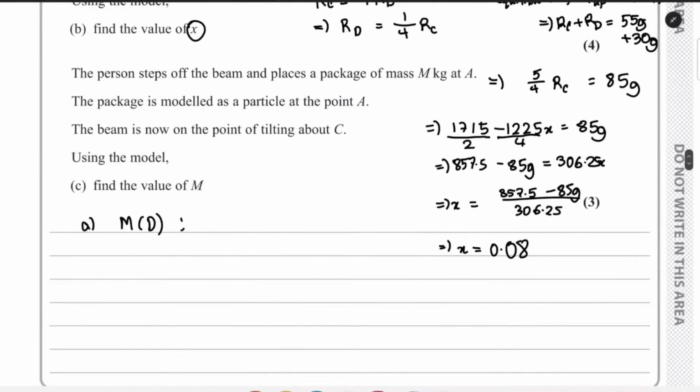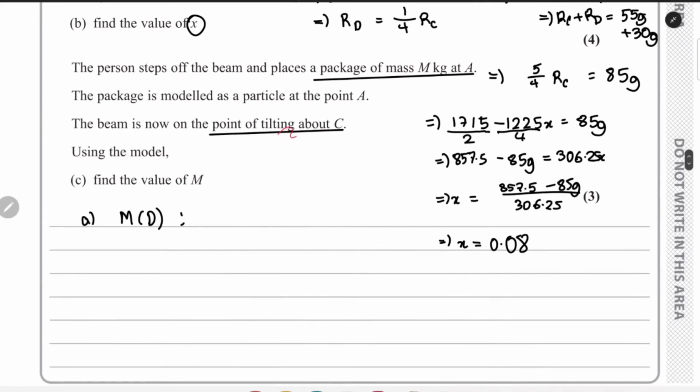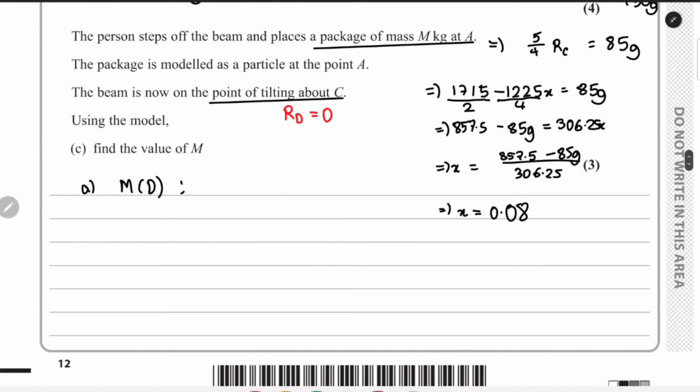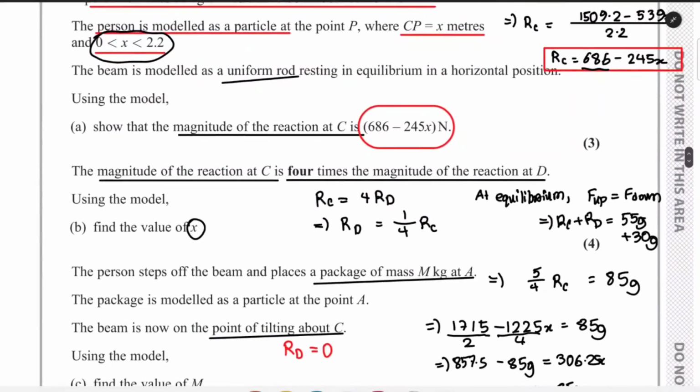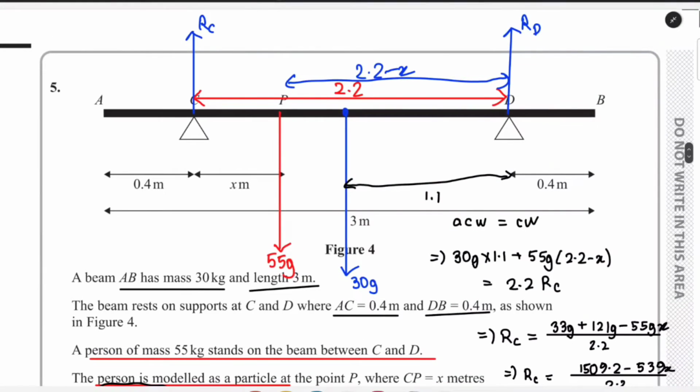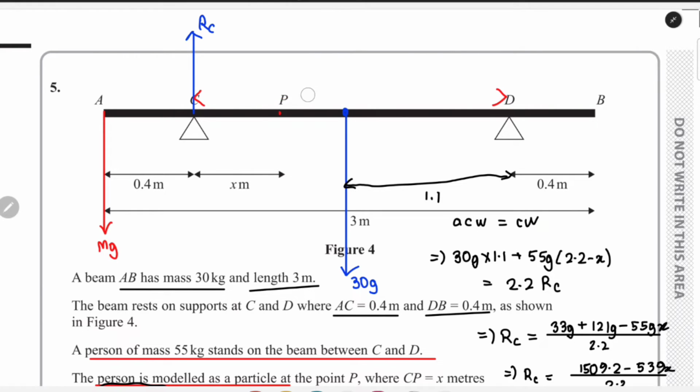Now the person steps off the beam and places a package of mass M at A. The beam is now on the point of tilting about C. So if it's tilting about C, the other pivots have no reaction force, so reaction at D is 0. If we draw this, the climber steps off and places a packet of mass M over here, so this is mg. Reaction of D is now 0. Reaction of C is the downward force over here. We can just consider moment about C.